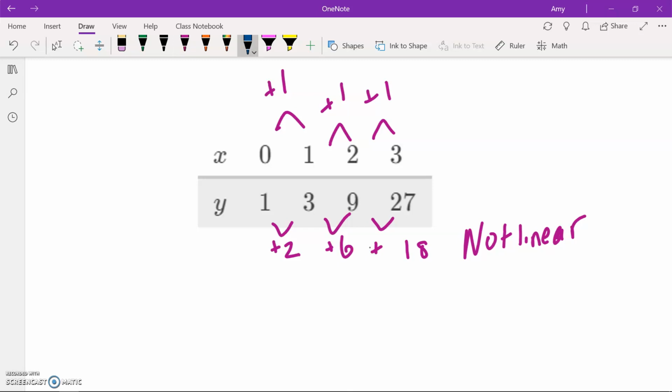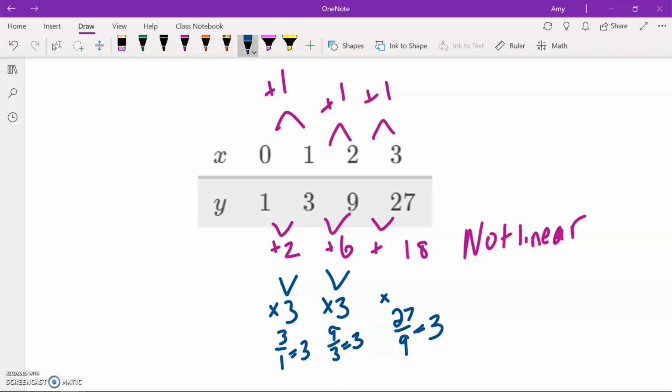So instead, let's look at what we are multiplying by. 1 times what gives me 3? Well, 1 times 3 gives me 3. Now let's look. What times 3 gives me 9? 3 to 9. Well, that's going to be times 3 again. I could also check that by doing 3 divided by 1, 9 divided by 3. I could do 27 divided by 9 is also 3.